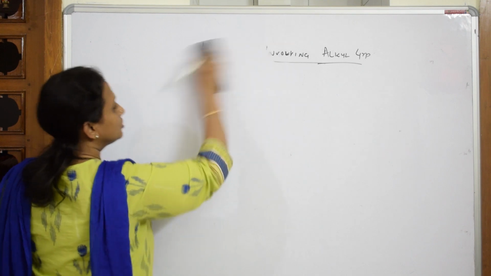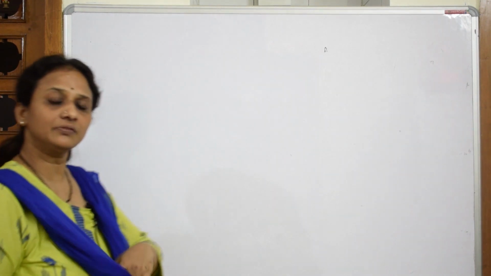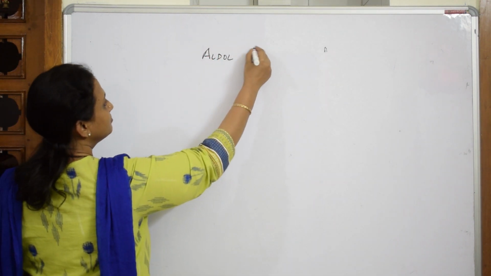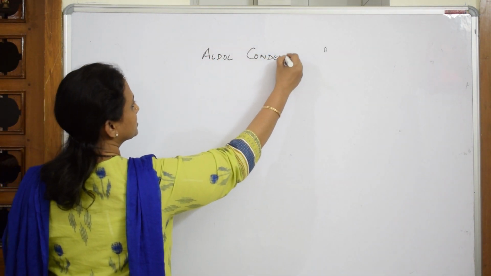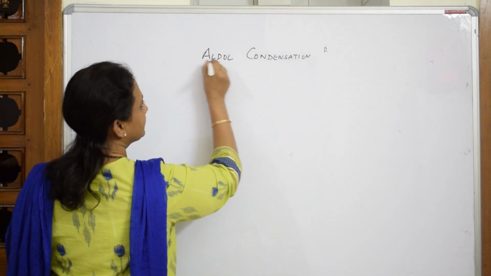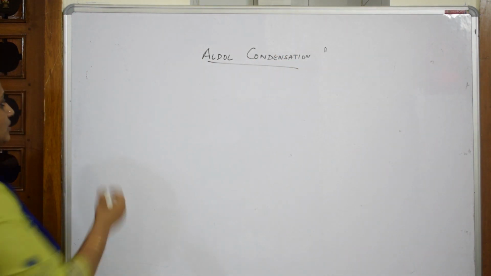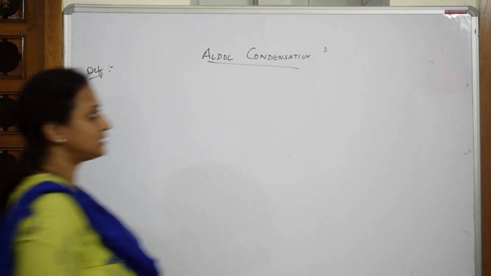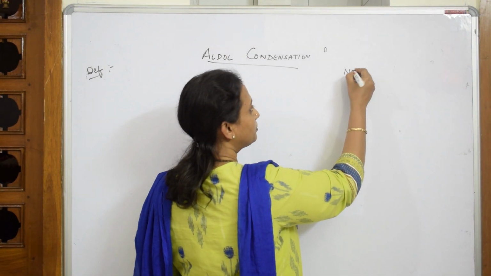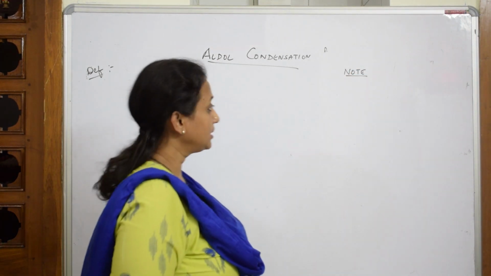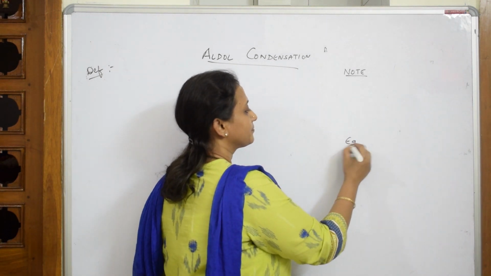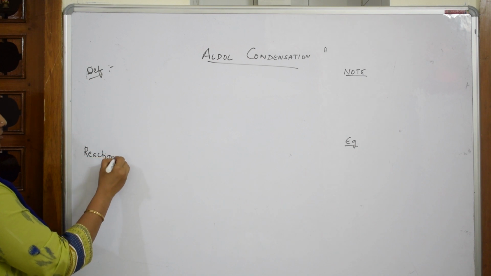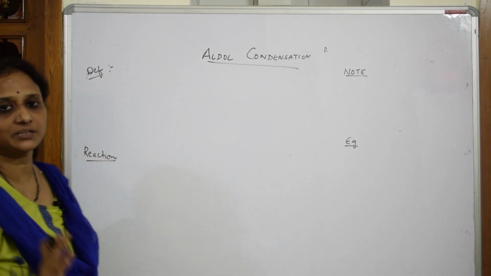Whenever you're given aldol condensation in the paper, there are three important things which you have to remember. As soon as that question is given, try to put the answer in caps, write this and underline it. After underlining, you are going to write the definition, then put a note like this. You are going to write examples, you are going to write the reaction, you are going to show all this, then only you'll get full marks in that.